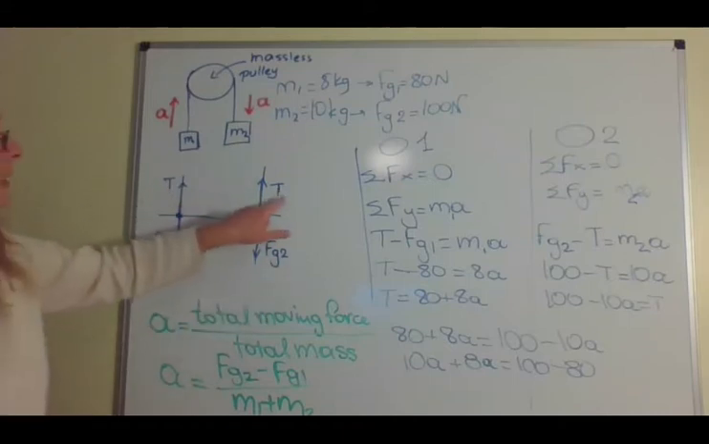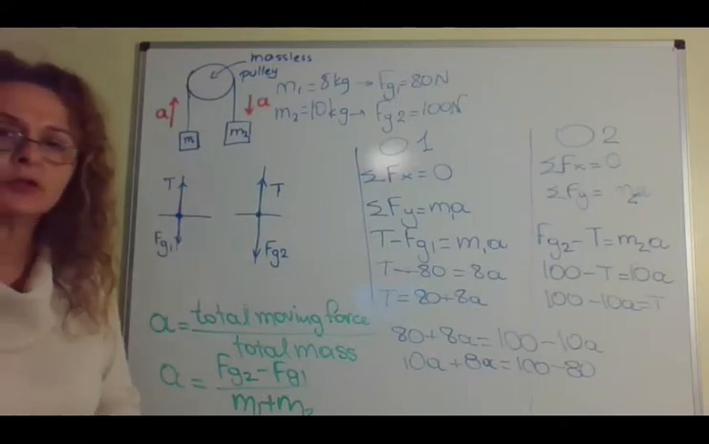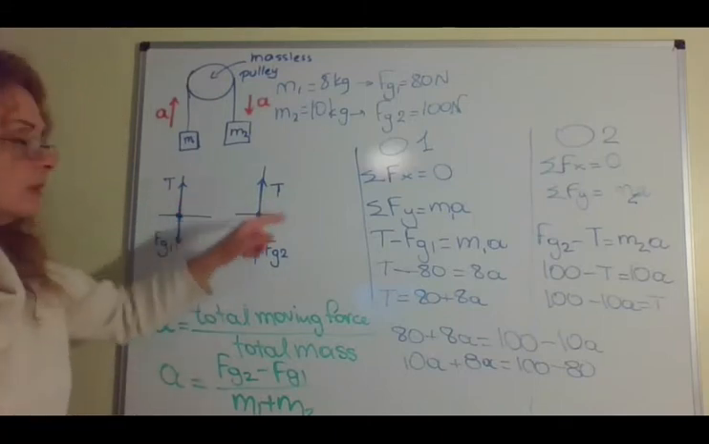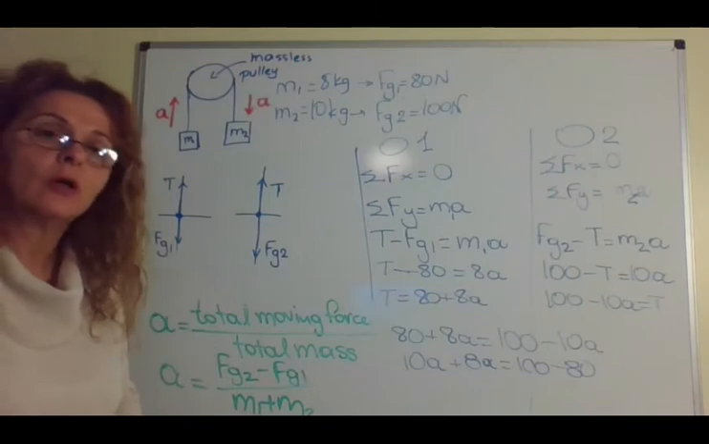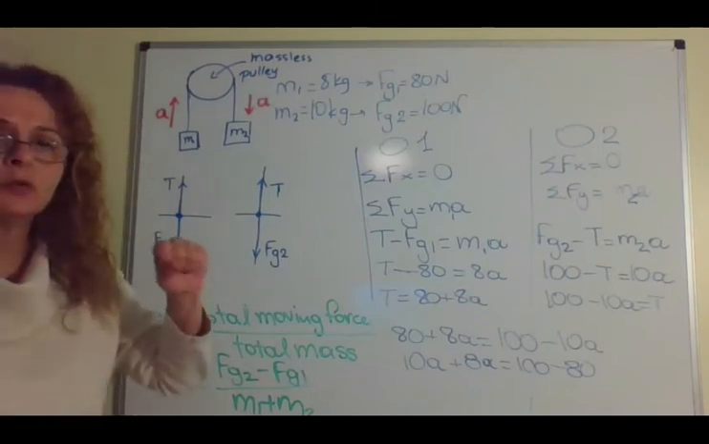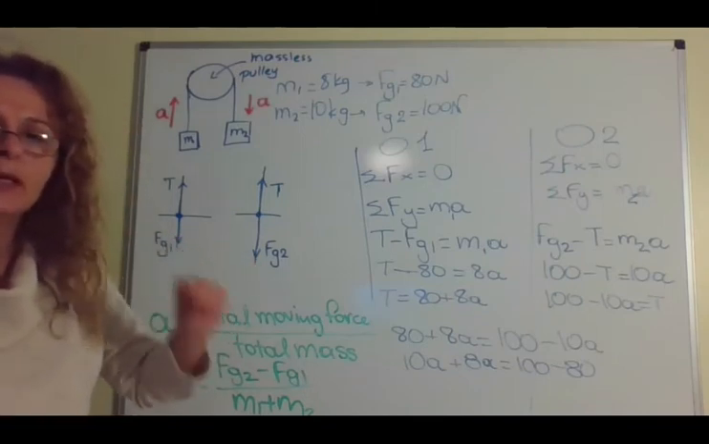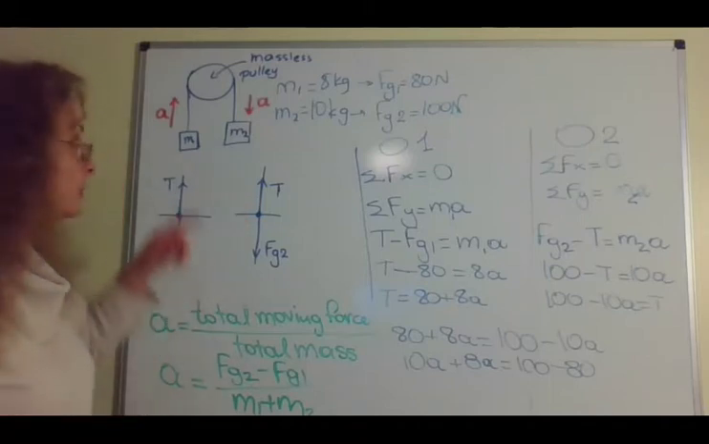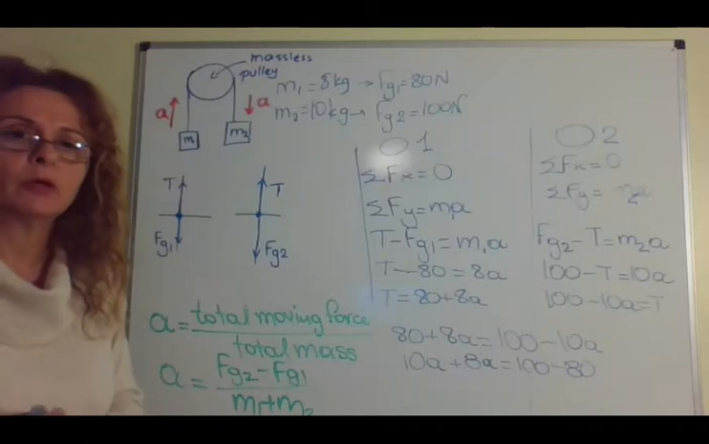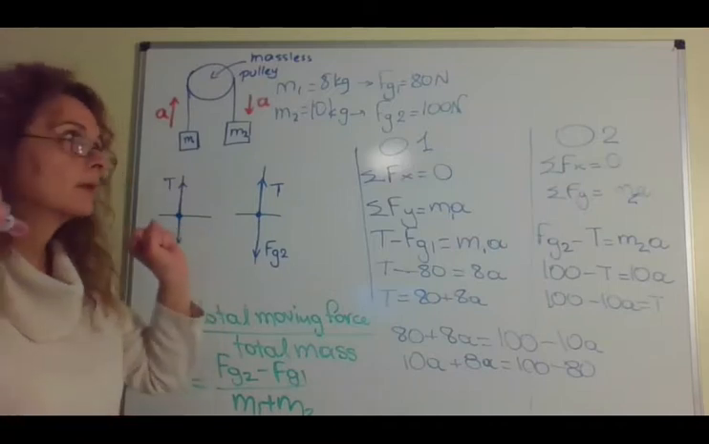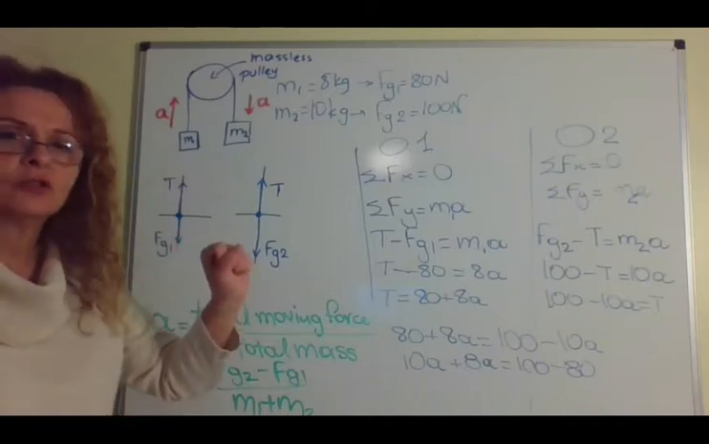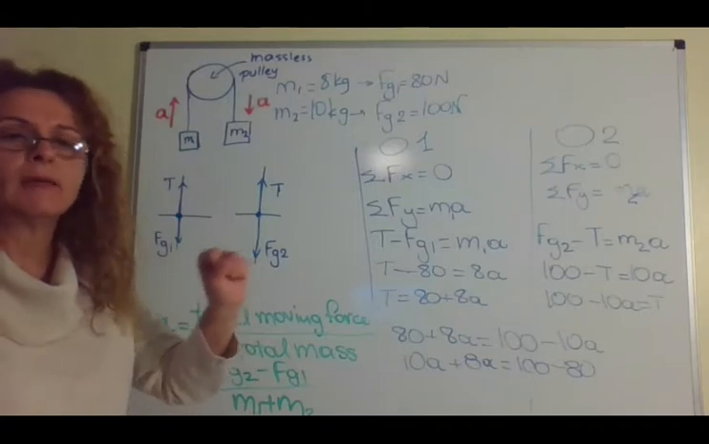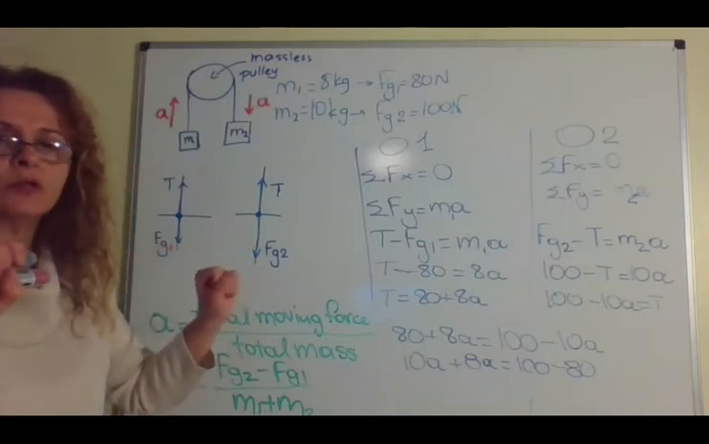I use the same symbol for tension because these two tensions are the same according to Newton's third law, because the forces that the two objects pull each other should be equal. So the two tensions are equal. Also, the two accelerations will be equal because the two objects are attached to the string, so they have to do the same motion. There's no way they can do something different.